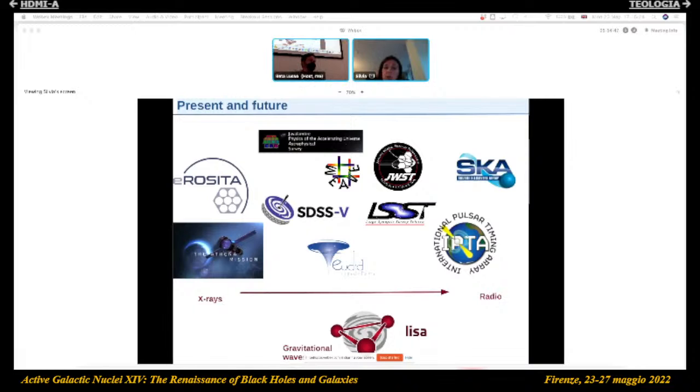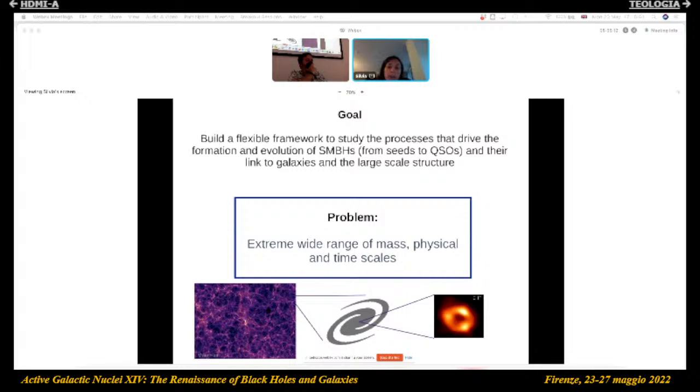To interpret the data coming from all these surveys, we need relatively solid models that allow us to study how different predictions for the physics that drives black hole evolution affect the observables of all these experiments. So the goal of this work is to build a flexible framework to study all the processes that drive the formation and evolution of supermassive black holes, starting from the seeds to the quasar scales, and also how black holes are linked to galaxies and the large-scale structure in general.